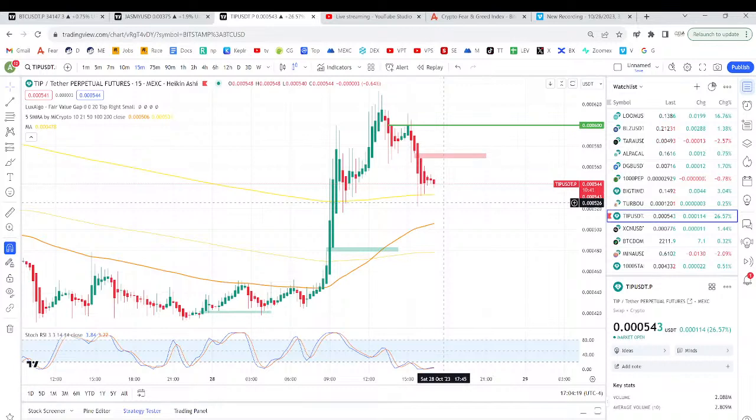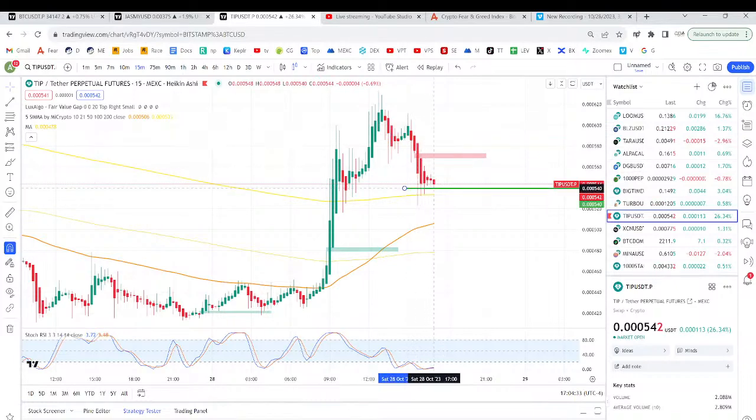So while Bitcoin is going sideways, I'm going to take this trade on Tip, a short to the downside. I'm only doing 2x leverage. So my entry on this trade was 54.2. I just entered a short on this a little bit prematurely. We'll see if I get wrecked or not.